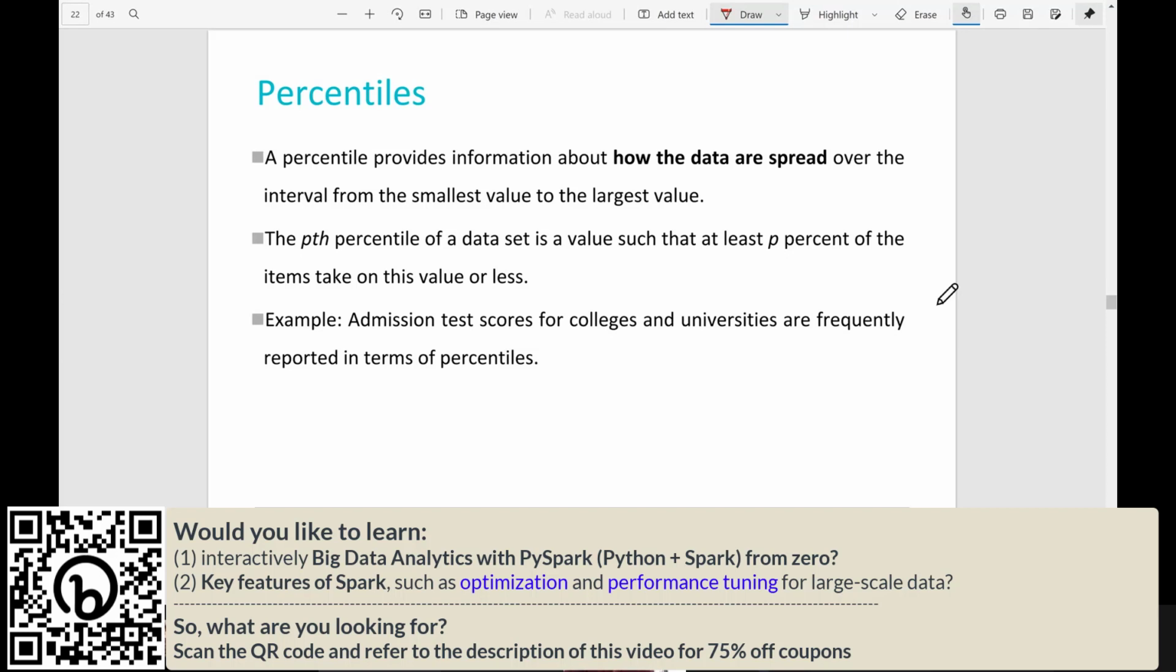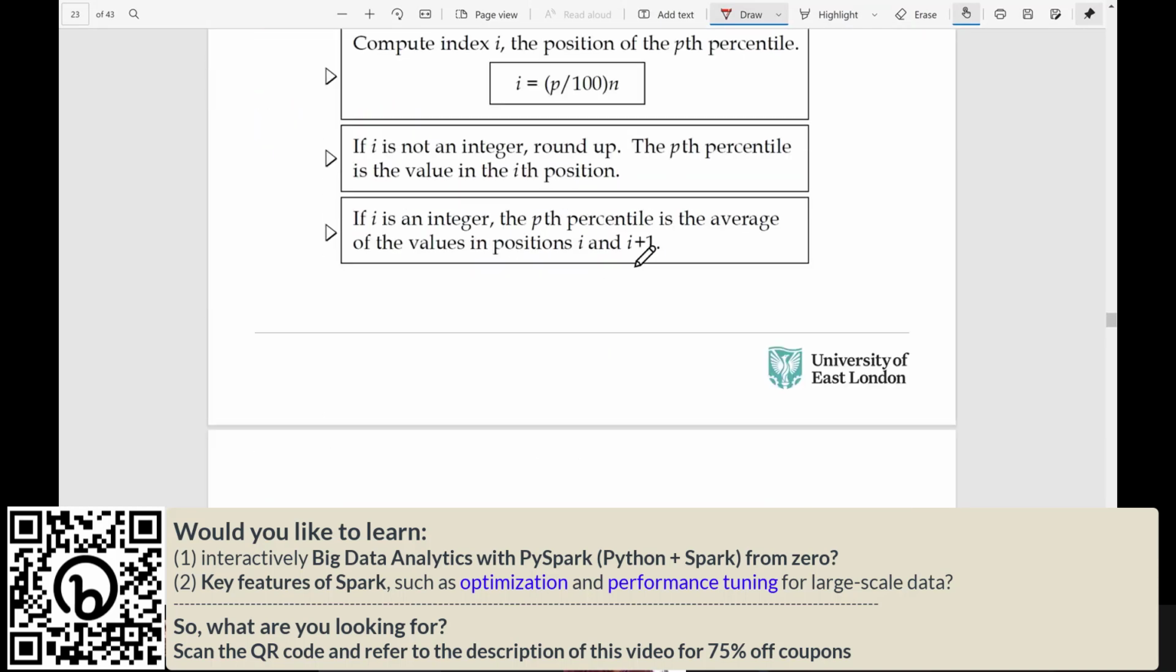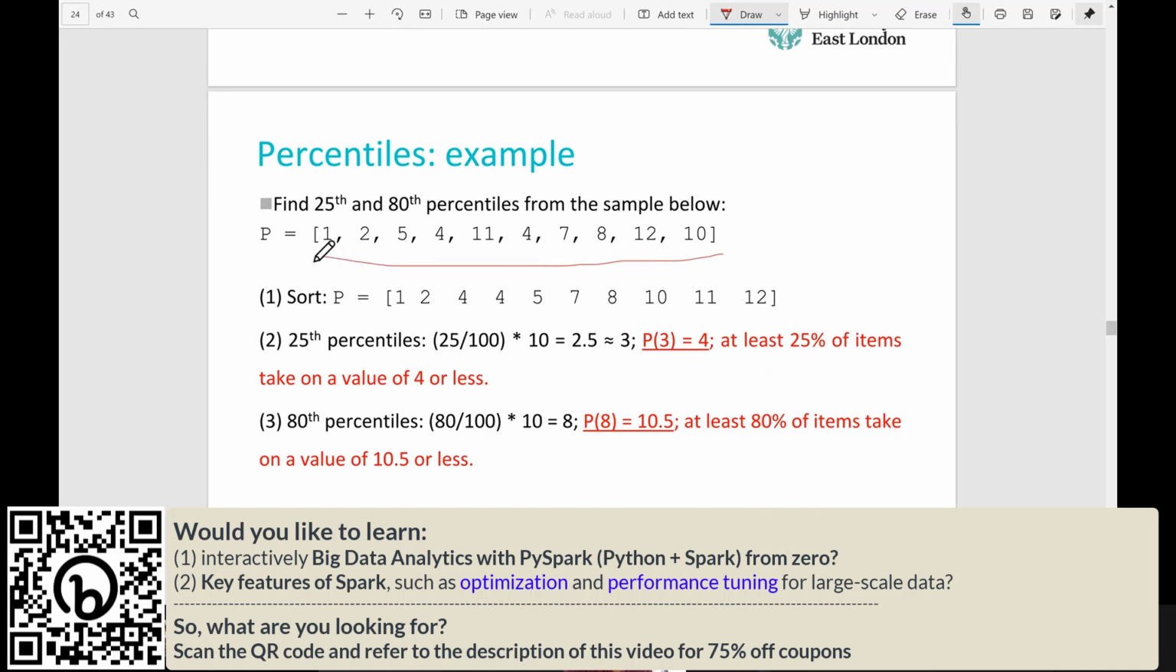Also, we discussed averaging techniques: mean, mode, median. Now we want to consider other methods for data analysis. One of them we call percentiles. A percentile provides information about how the data are spread over the interval from the smallest value to the largest value. So let's see how to calculate it. Let's say I have this data, and I want to calculate the 25th and 80th percentiles. Let's see what it means, and by this example we can understand.